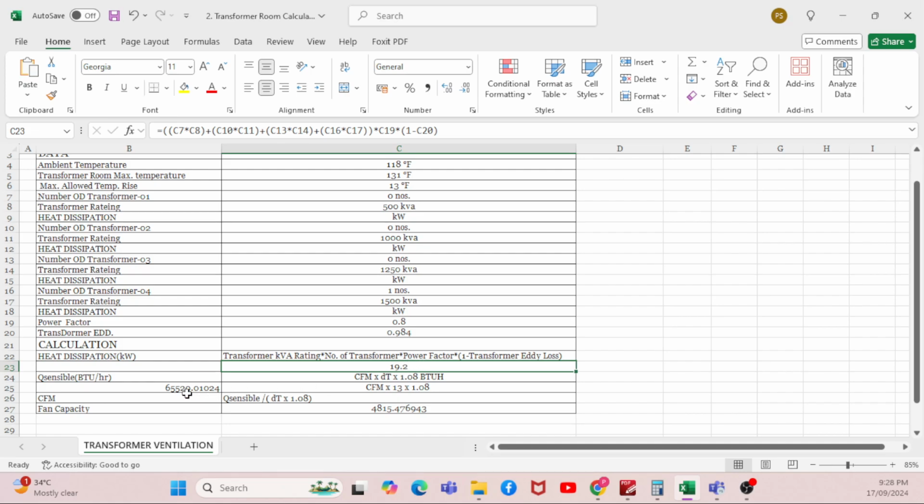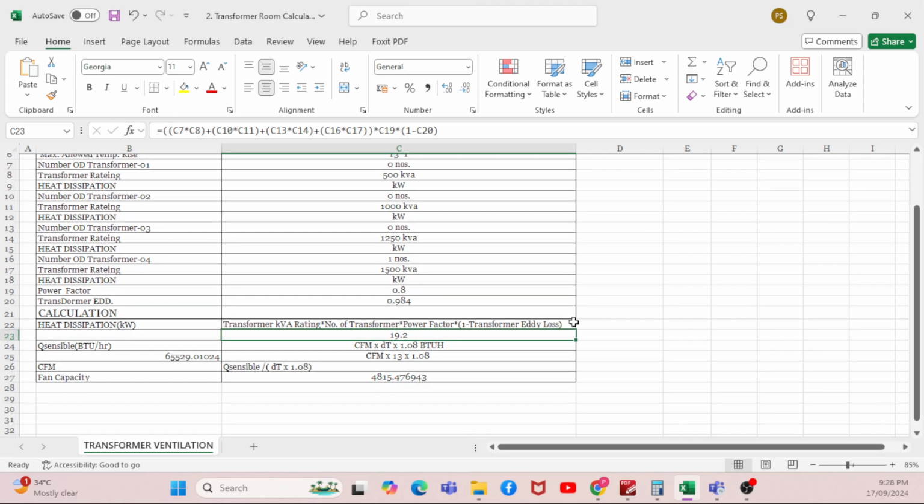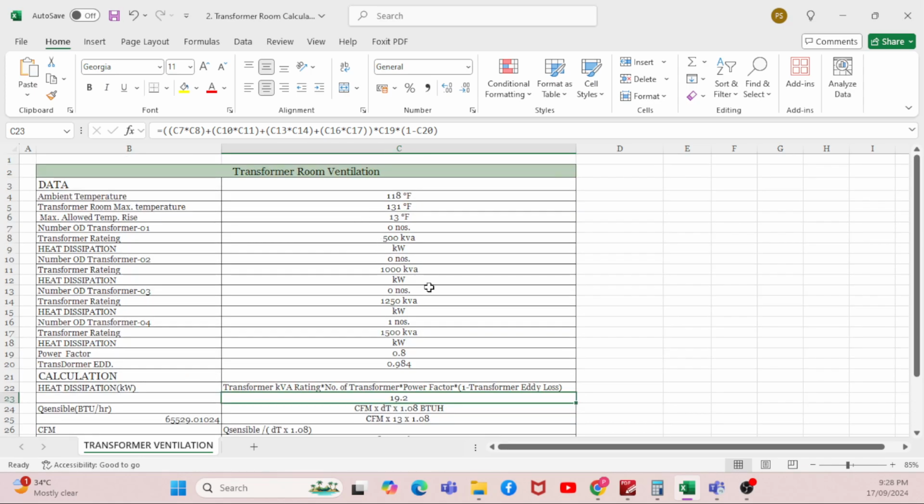So each transformer will have its own independent kilowatt. Say, for example, in your project you have a 500 kVA, or a 1000 kVA, or a 1250 kVA, or 1500 kVA, you can calculate the heat dissipation for that particular transformer. I assume this 1500 kVA is zero and 1250 kVA is one number. So you can see the heat dissipation value.